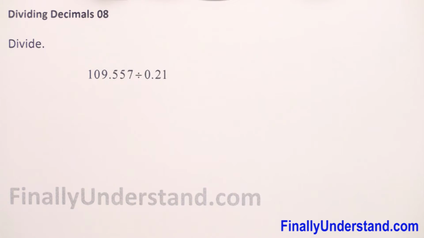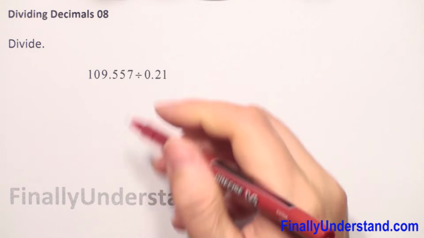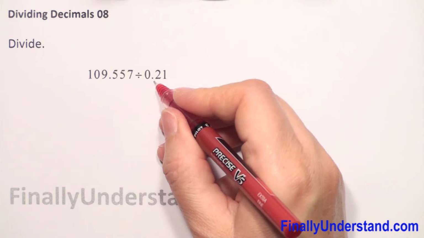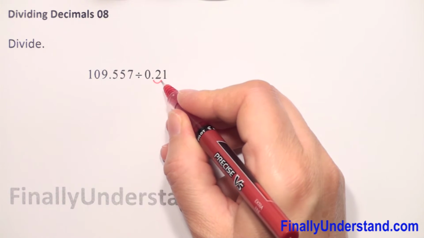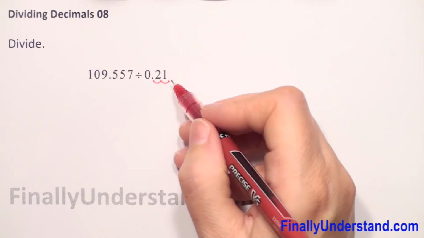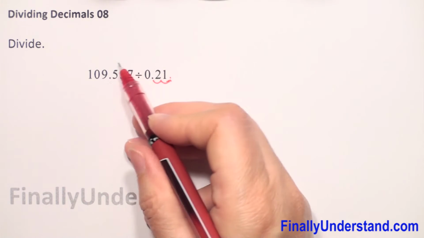We have division of decimal numbers. We know that our divisor cannot be a decimal number. So first we have to move the decimal point to the right side to get a whole number. How many times do we need to move? 1, 2 times. So the same we have to do with our dividend.